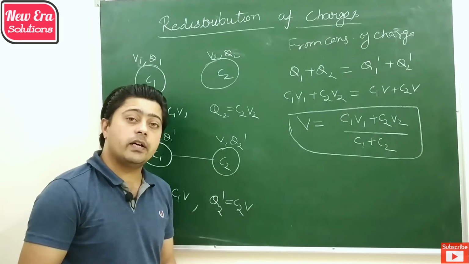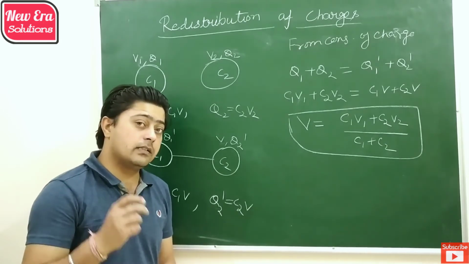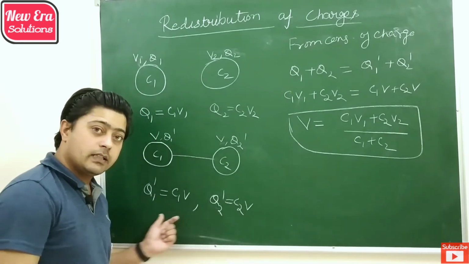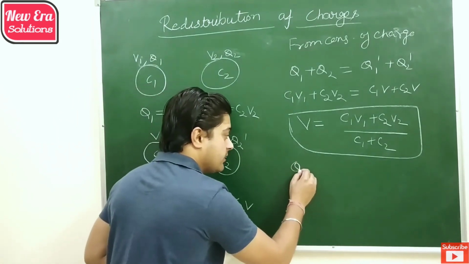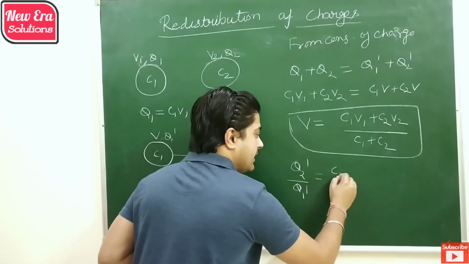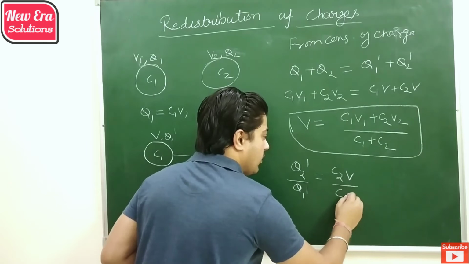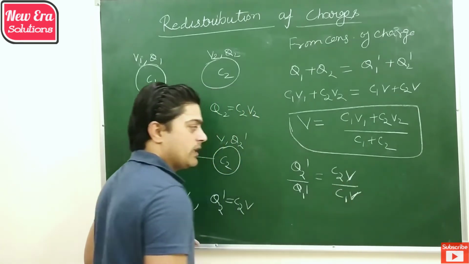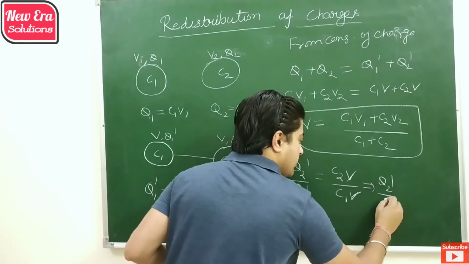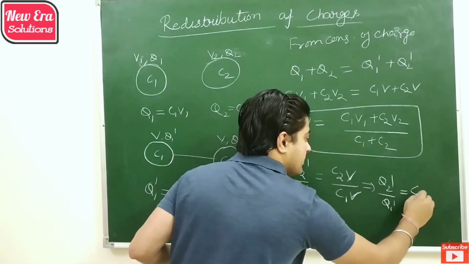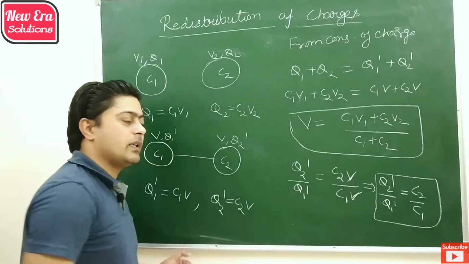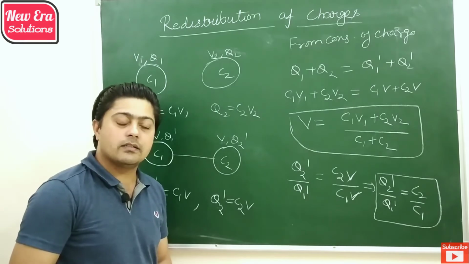Now if we want to find how the charge is distributed between these two capacitors, we can compare the charge distribution by dividing these two values, that is Q2 dash by Q1 dash. We get C2 V upon C1 V. So the potential is cancelled out. So finally we get that the charge distribution among the capacitors is according to their capacitance. So the higher the capacitance, the higher the charge acquired.